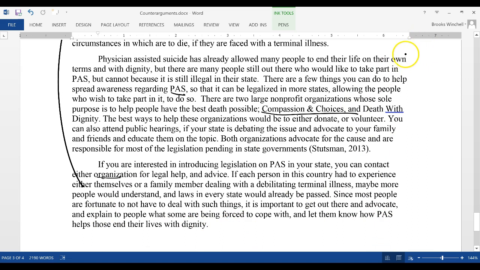It's a really nice conclusion here because she has some good suggestions of the organizations and ways that they can help. So that's what you want to do in your conclusion: how can we help, or what can be done to help solve this issue.